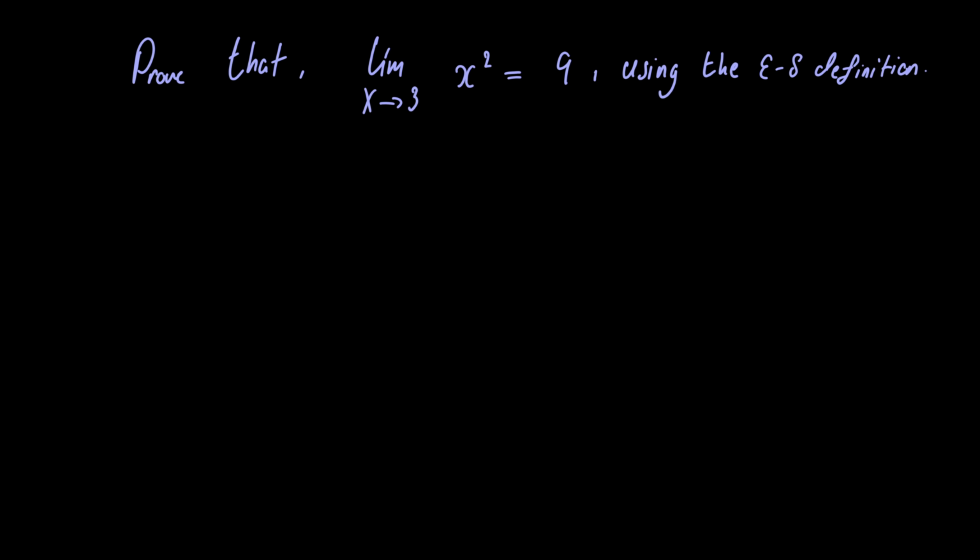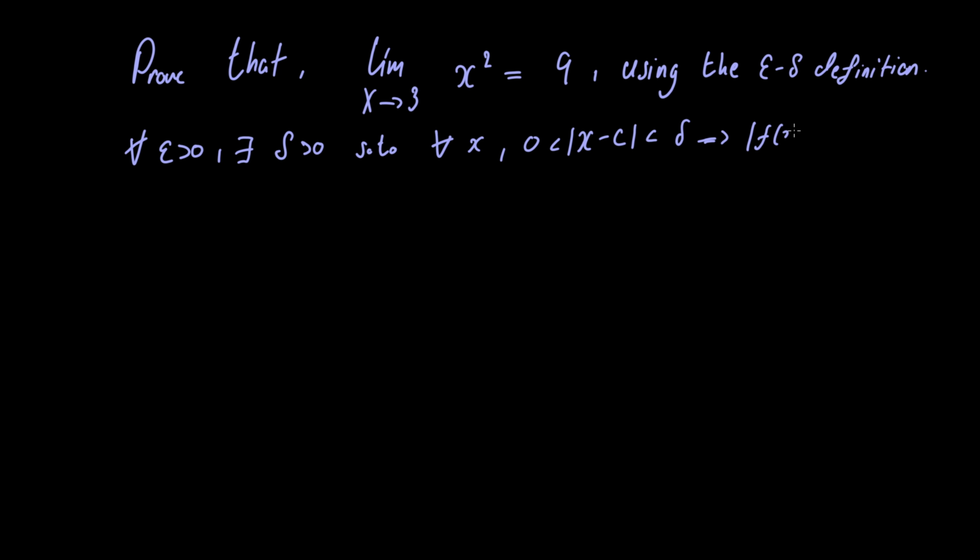Hi everyone, in this video we're going to prove that the limit as x approaches 3 of x squared is equal to 9 using the epsilon delta definition. We have to prove that for all epsilon greater than 0 there exists a delta greater than 0 such that for all x, the absolute value of x minus c is less than delta and greater than 0 implies that the absolute value of f of x minus L is less than epsilon.